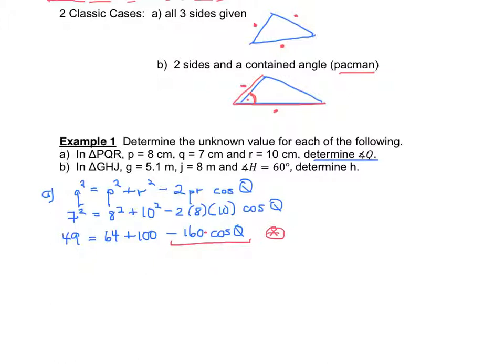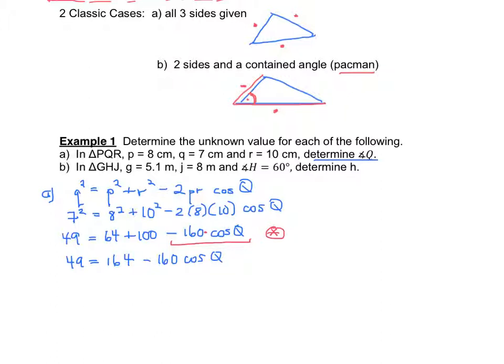So multiplication comes before addition and subtraction. So it would not make sense to subtract the 160 from the 164 we'll have here because there's multiplication happening between the 160 and the cos Q. Okay, so we cannot combine the 164 and the negative 160.